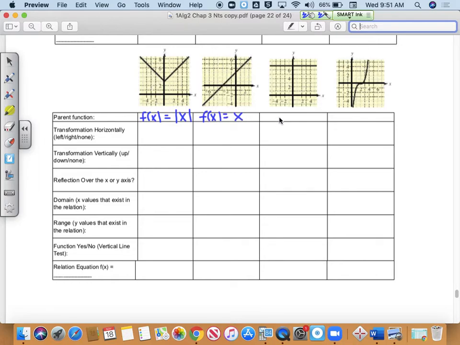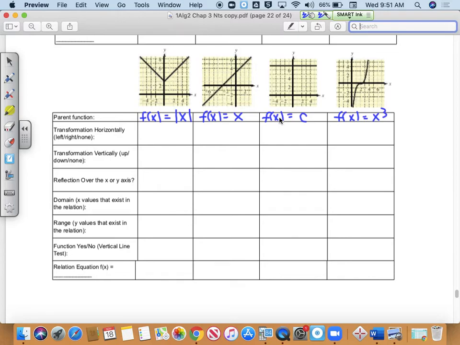This one is actually a horizontal line, and whenever we have horizontal lines, we just say that they're equal to c. They're just constant numbers. And then this last one, the parent function is a cubic function, which is x to the 3rd power.